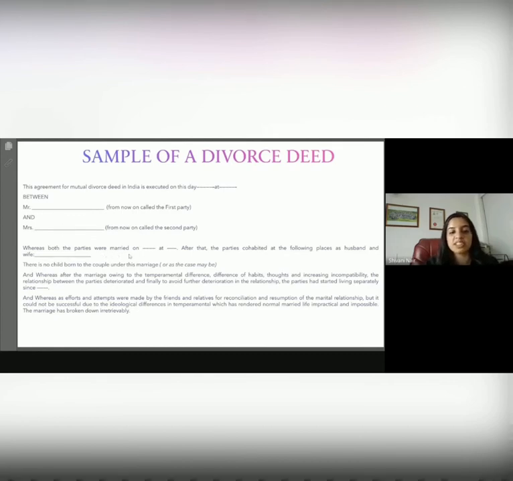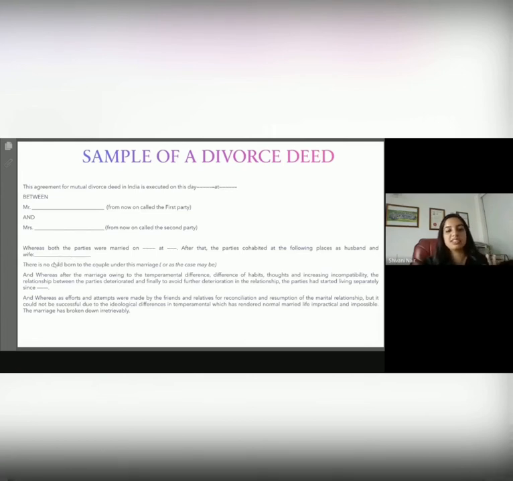Whereas both the parties married on so and so at so and so, which is the date of the marriage, the date on which the marriage was registered, at the place where the marriage was registered. After that, the parties cohabitated at the following places as husband and wife. Let's assume that the parties had cohabitated in a different place from where they were originally married. They have to mention that this is the place where they cohabitated after becoming husband and wife. And they have to mention all the places, assuming they had a job where they had to travel a lot. All the places have to be mentioned.